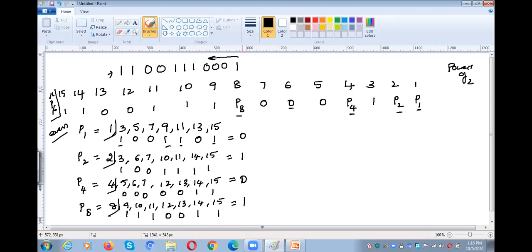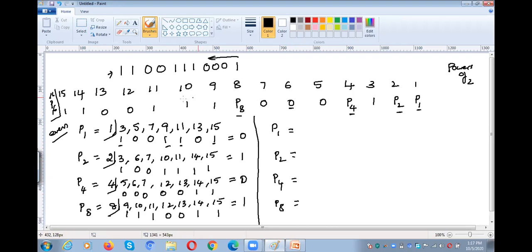So these are the parity positions at the center. After that, what you need to do? You need to send the data to the receiver. At the receiver side also, you need to calculate for P1, P2, P4, P8. If there is no transmission error, then as it is these values will come: P1 0, P2 1, P4 0, P8 1.